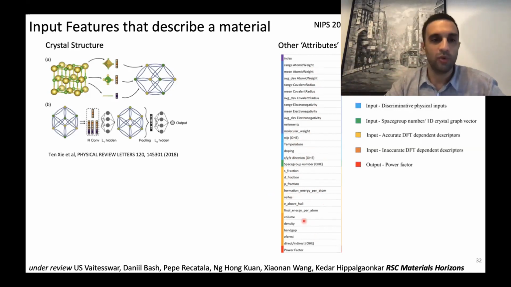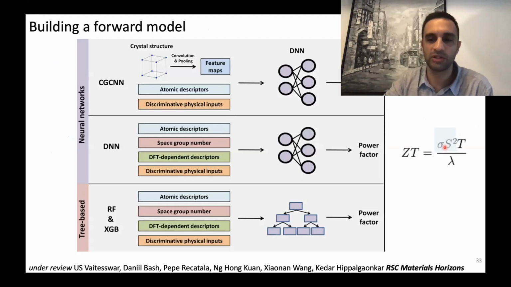Right. So what you can do is take the crystal graph and use a neural network to predict a certain ground state property. And in addition to that, you can use DFT plus Boltzmann transport equations to predict the power factor. So this is what it basically looks like. The power factor is the numerator of the ZT, which is electrical conductivity times the Seebeck squared. And that's the output that we're trying to predict. That's the power factor that you see here.